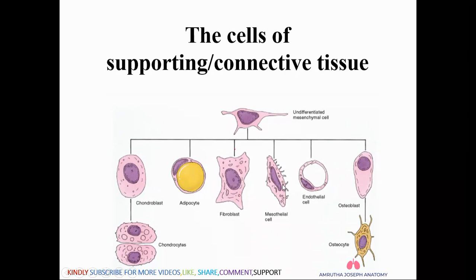Mesothelial cells, endothelial cells, osteoblast. Osteoblast is seen in bone. Now, osteoblast can give rise to osteocyte. This is also seen in bone. Similarly, chondroblast can also give rise to chondrocytes. This is also seen in cartilage. So we have seen the stem cells from where all the cells are derived.